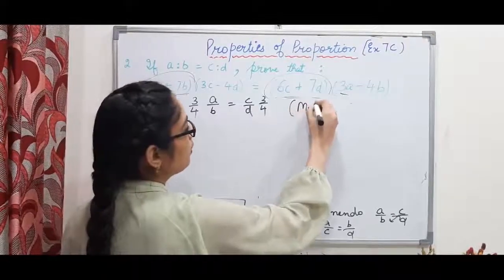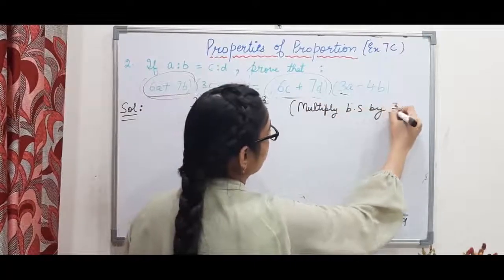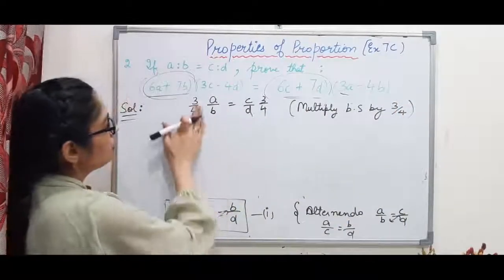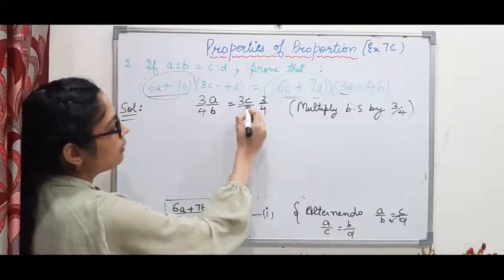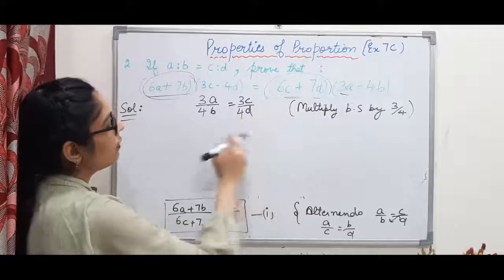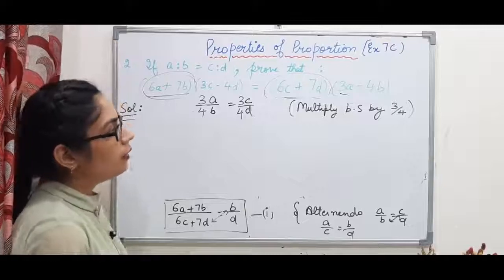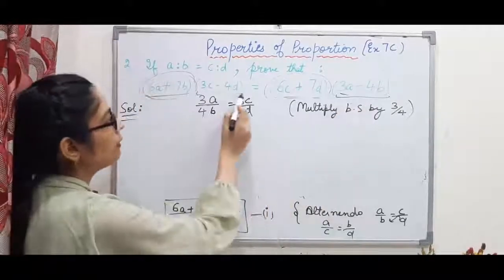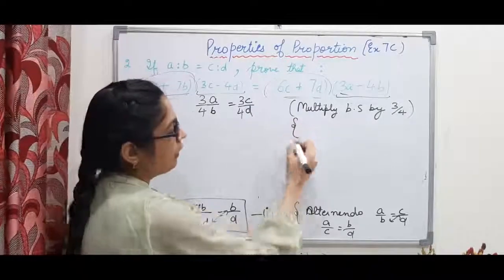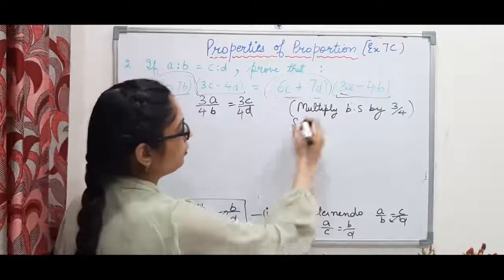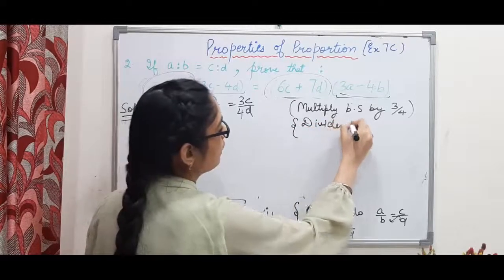So multiply both sides by 3 by 4. After multiplying we will get 3a by 4b, 3c by 4d. That is 3 into a, 3a, 4 into b, 4b, 3 into c, 3c, 4 into d, 4d. Now you can see these terms are in the minus form or subtraction form. So remember the property where subtraction is there. I am sure you know, that is dividendo. So dividendo we will apply here.